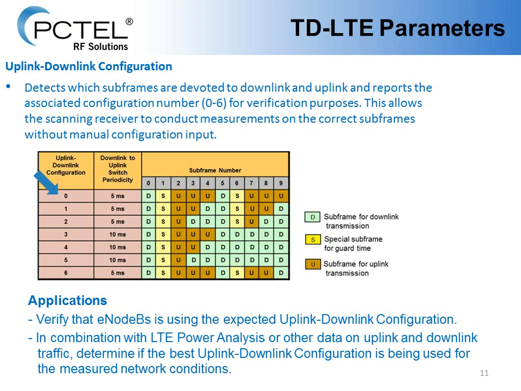So being able to measure that uplink downlink configuration can be very important to verify that the eNode Bs are using the correct and the expected uplink and downlink configuration. And if you use it in combination with some detailed features we have on scanners, like an LTE power analysis, you can help determine what the best uplink and downlink configuration is for the type of traffic that you have in that network. So TD-LTE is coming on strong, and uplink downlink is a very important measurement to be able to understand how that network is working.